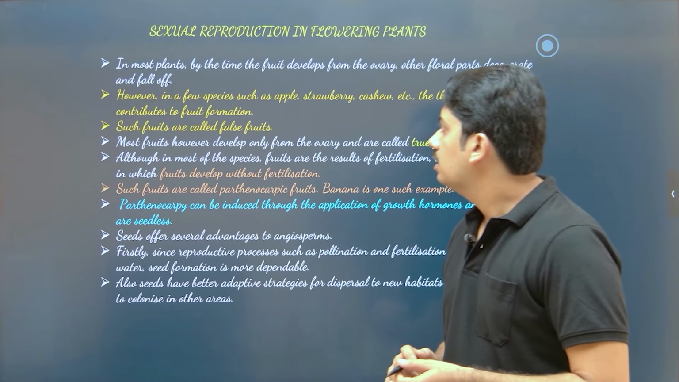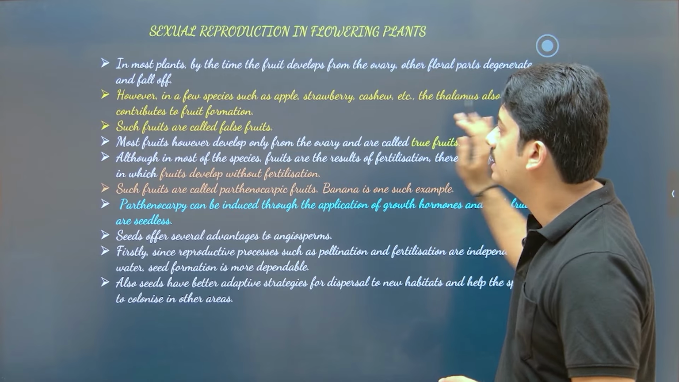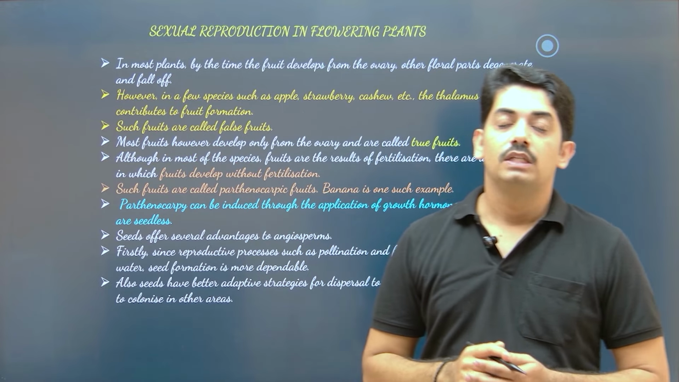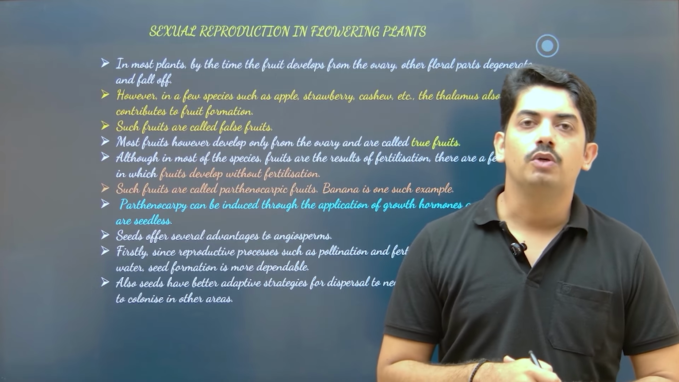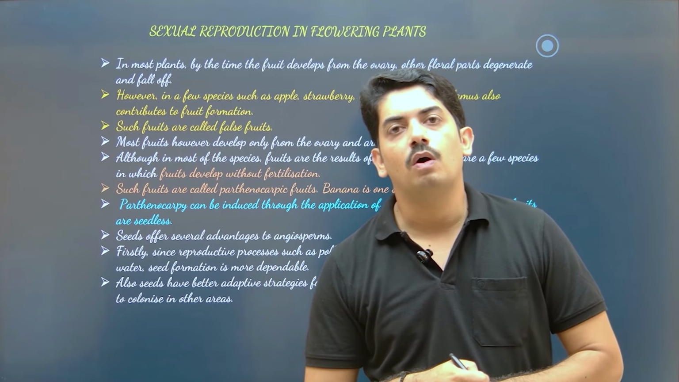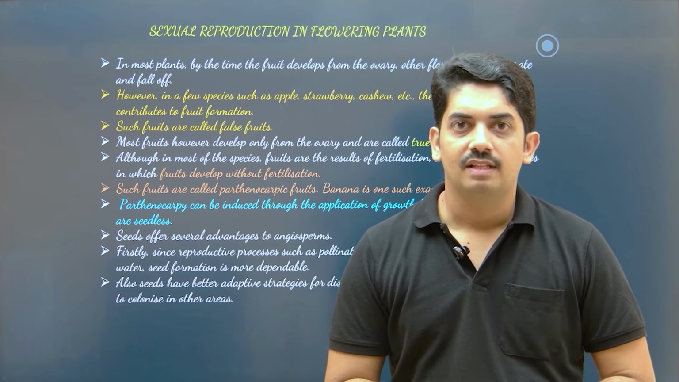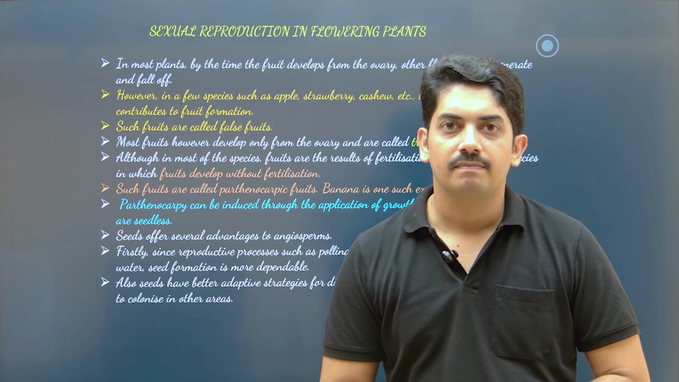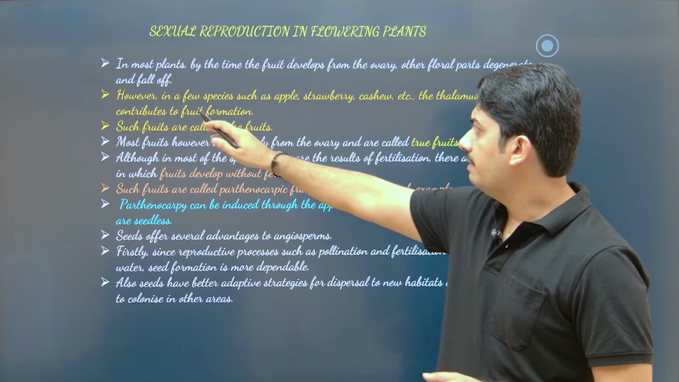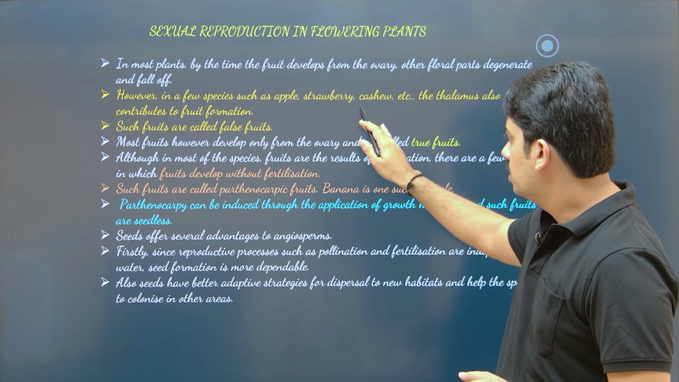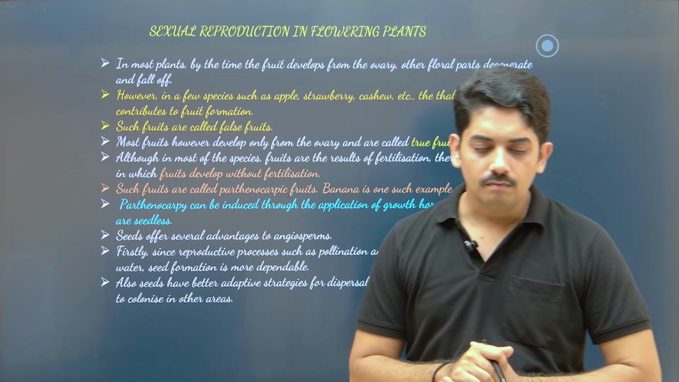Now in most plants, by the time fruit develops from the ovary, the other floral parts degenerate and fall off. Why have they used the term most of the plants? There are certain examples. Let me tell you, in the case of brinjal, tomato, or capsicum, the sepals will be retained on the fruit also. That we call persistent sepals, right? So they have used the term most of the plants. However, in a few species such as apple, strawberry, cashew, the thalamus also contributes to the fruit formation.